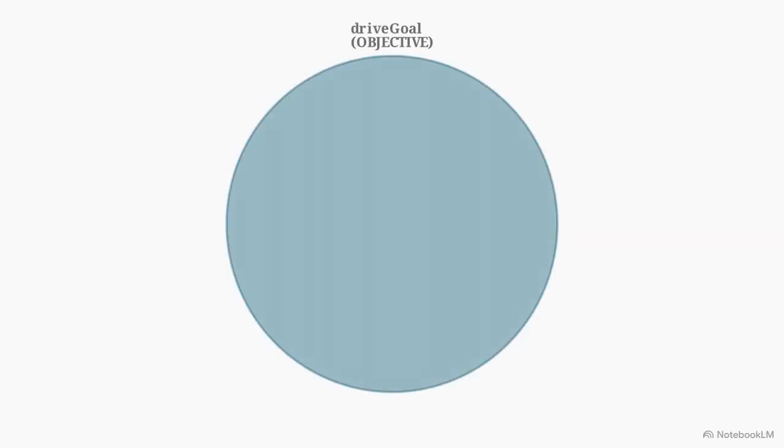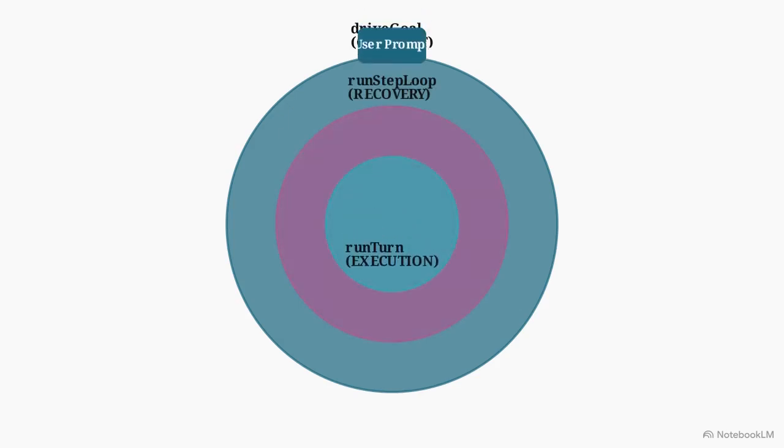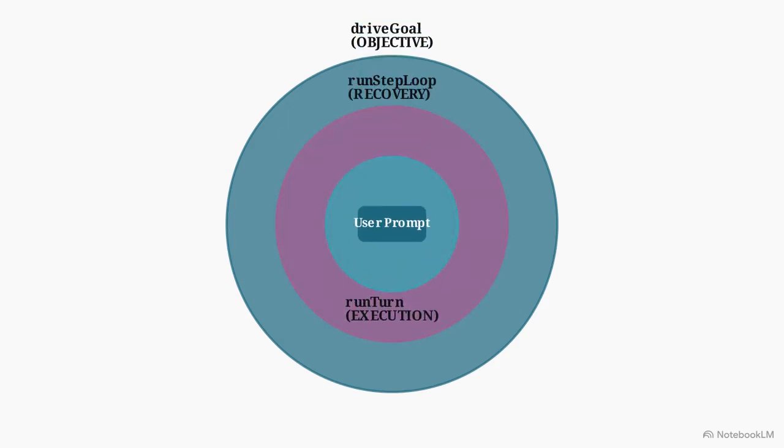This diagram shows what happens when a user prompt enters Kimi Code. It doesn't hit a single cycle. It drops into a structure of 3 nested while loops. The innermost ring is the step loop, called runTurn. This handles the classic observe, act, observe cycle, calling the provider, running a tool, and feeding the result back. It operates under a strict step budget.